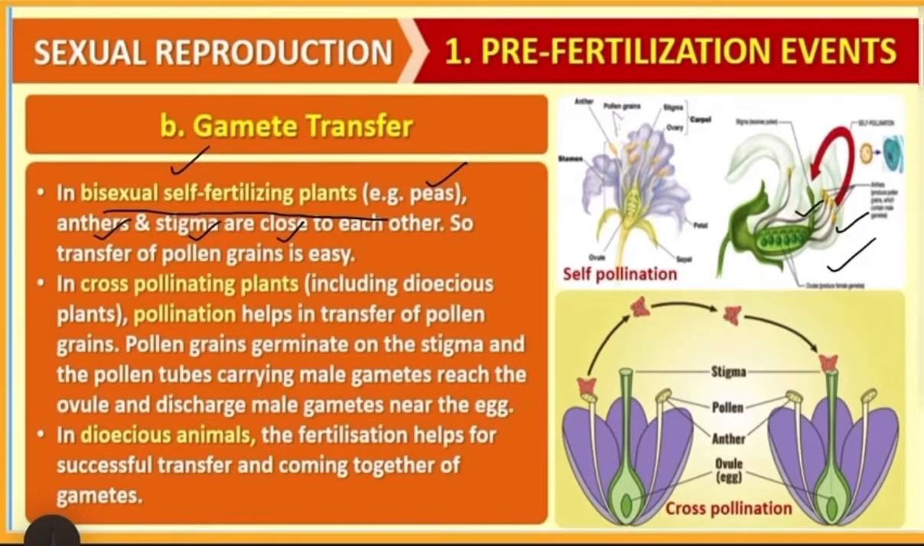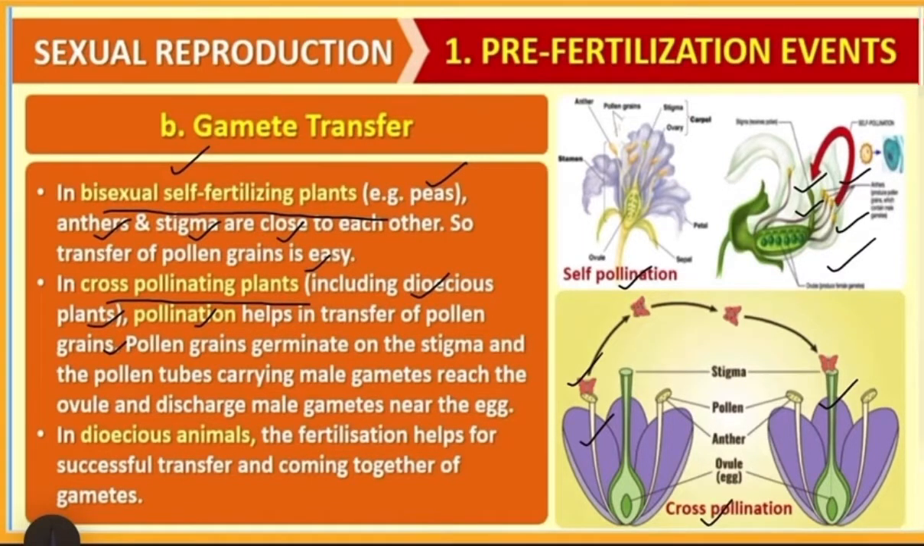They are very close to each other. So the transfer of pollen grains takes place from the anther to the stigma of the same flower. Such type of pollination is called self-pollination, and this transfer of pollen grains is very easy. But in cross-pollinating plants, including dioecious plants, pollination helps in transfer of pollen grains. Here we require certain agents to transfer the pollen grains. For example, you can see here, an insect is taking the pollen grains from the stamen of one flower to the pistil of the other flower. This type of pollination is called cross-pollination.